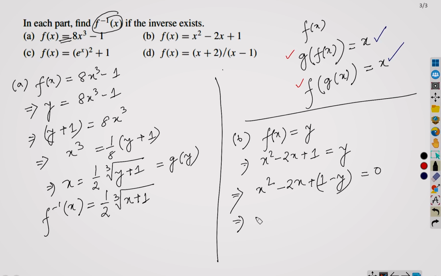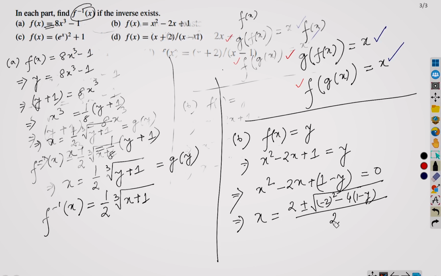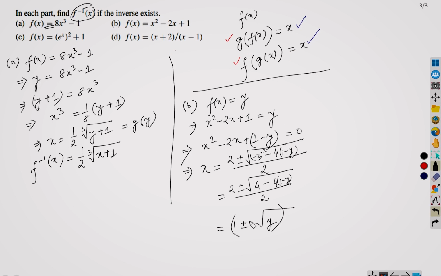Now observe that if we solve this, we will get 2 roots, right? 2 plus minus the square root of b square minus 4ac. We have our b as minus 2, that is 2 whole square, minus 4 times 1 times (1 minus y) by 2. Simplifying, we obtain this expression, 1 plus minus the square root of 1 plus y.